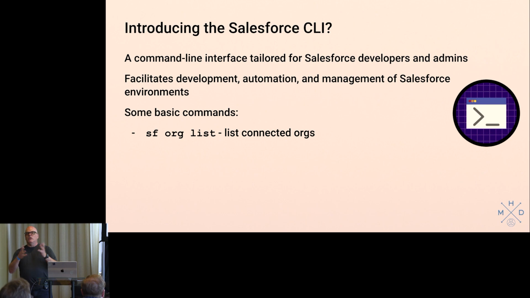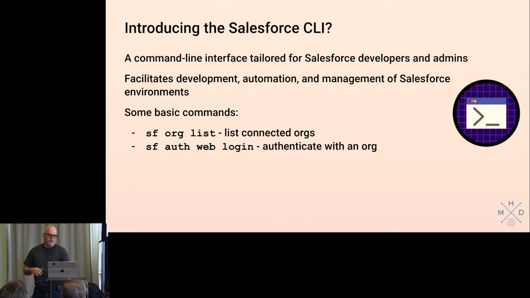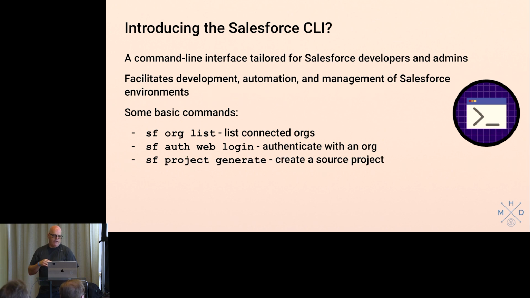If you're working with multiple orgs in your environment, like I'm a consultant working with multiple customers, I sometimes have 20 orgs registered, and sf org list tells me all the different aliases I've given to these orgs that I don't remember anymore. So sf org list is really important. When you want to authenticate with an org, there's org login web that lets you connect to an org from the command line.